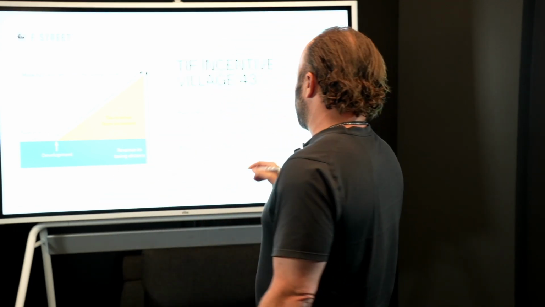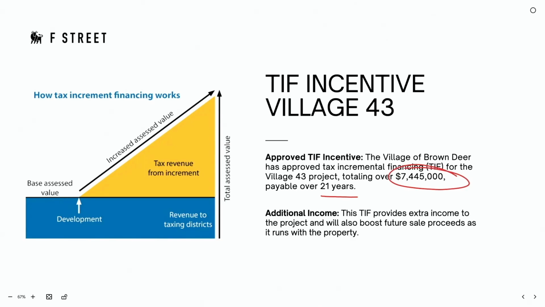It's a little more complicated than that because it's not 100% abatement. There is some form of tax. It's very minuscule. But the reality is that we receive $7.445 million of value to the project. The nice thing, which is very important, is that it runs with the project. So if we sell the project in 10 years, a buyer still will have 11 years. When we go to market it, they'll still have 11 years of TIF, which is super valuable to the buyer.